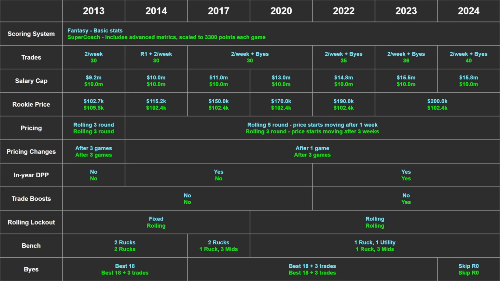And so maybe you can probably tell where I'm starting to head with this, but the strategies that I think we need to employ this year for SuperCoach are largely based on how we've been playing fantasy for the last few years, which is very aggressively.